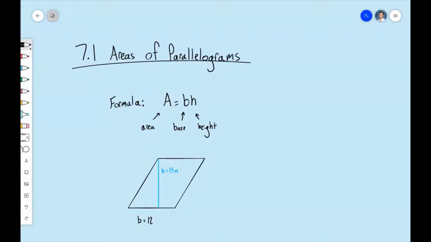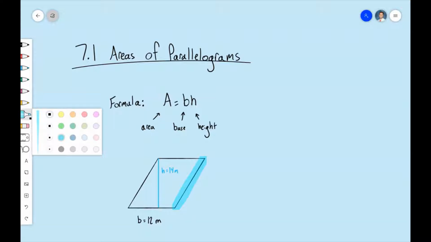The base here, in this first example that we're looking at, is given as 12 meters. Then you'll notice the height, rather than measuring along this line here, is always measured at a perpendicular angle, so 90 degrees perpendicular to the base. I'm following from one of the vertices of my parallelogram directly down from there, and that's giving the height.